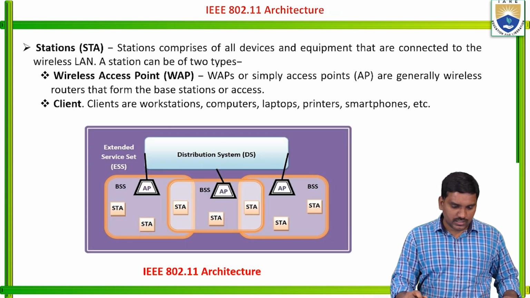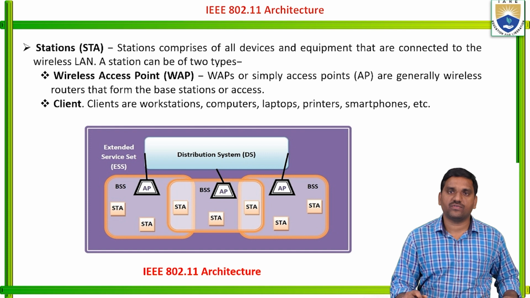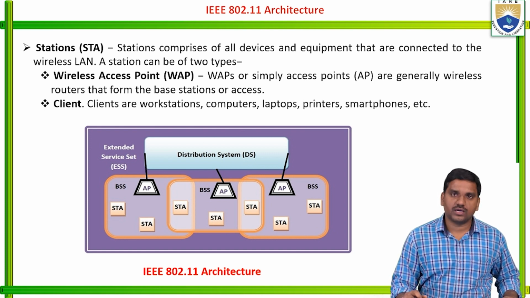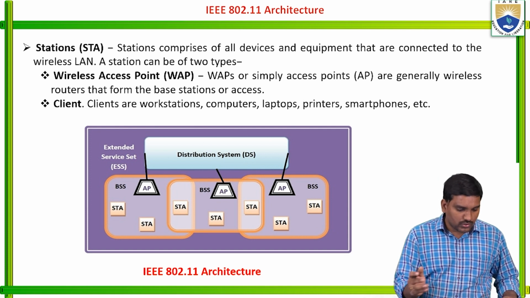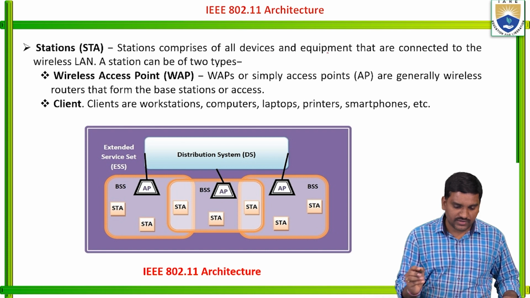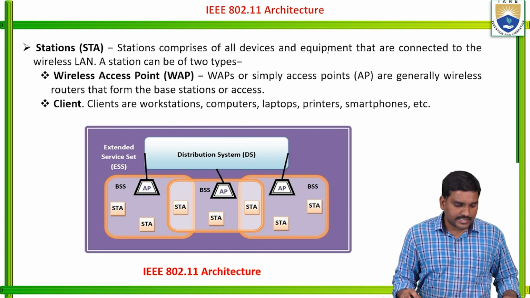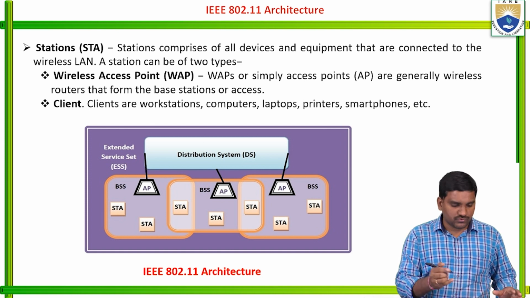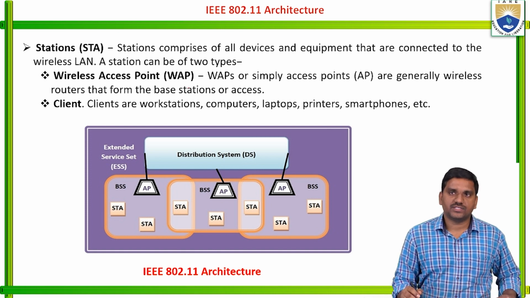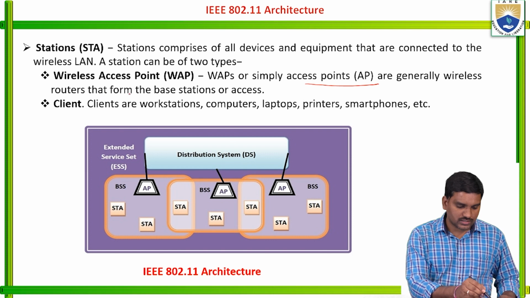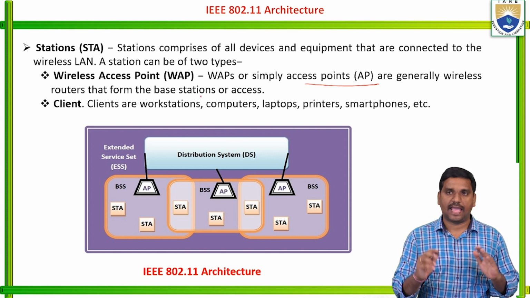Next, move on to the IEEE 802.11 architecture. So it is the basic architecture of 802.11. It has stations, which comprise all devices and equipment that are connected to the wireless LAN. A station can be of 2 types here. The first one is the wireless access point, WAP. The second one is the client. Simply, access points are generally wireless routers that form the base stations.